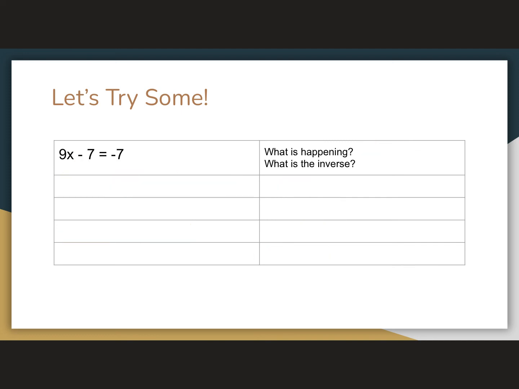Okay, last problem. What's happening? I'm multiplying by 9, and then I'm subtracting 7. My inverse is going to be adding 7 and then dividing by 9. So pause the video now and see if you can do this, and then check at the end.